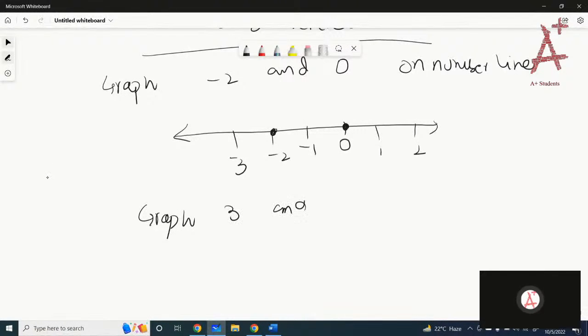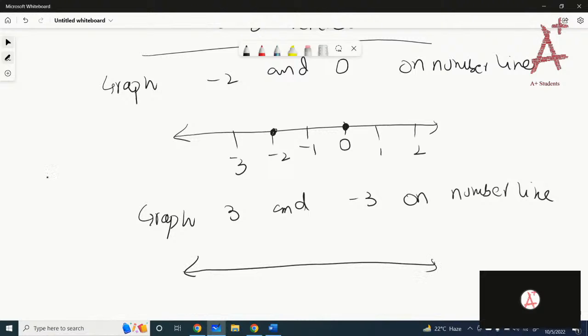So graph 3 and -3 on number line. So just make a number line and here you have 0, 1, 2 and 3. Then here you have -1, -2. So positive numbers are always at the right hand side of the 0 and the negative numbers are always on the left hand side of the 0. So 3 is the positive number, so it's on the right side of the 0 and -3 is on the left side of the 0. So this way you can represent the numbers on the number line. Got it?